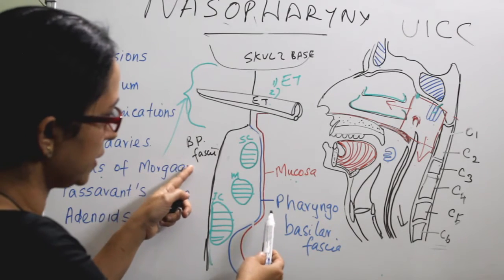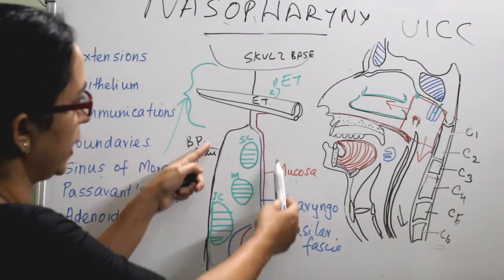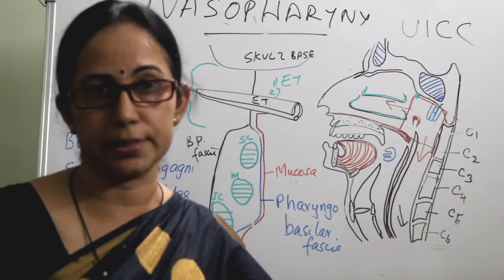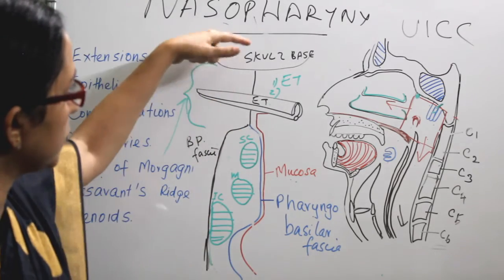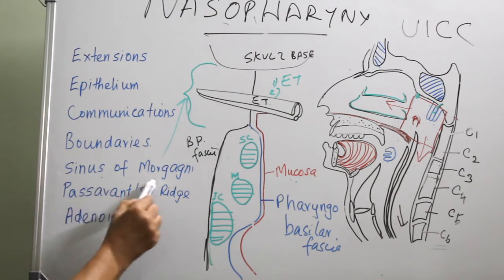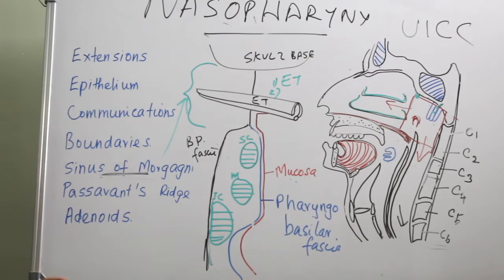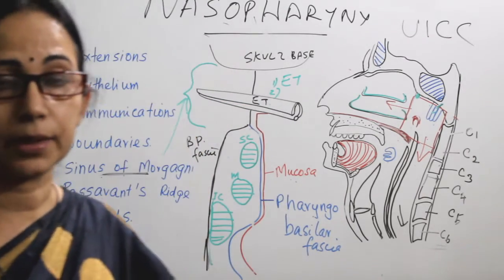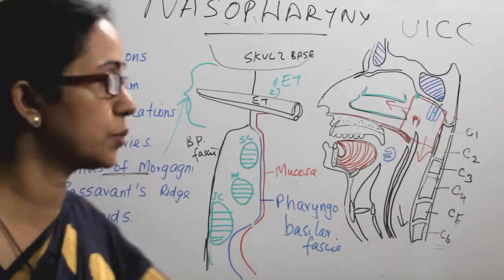This buccopharyngeal fascia unites with the pharyngeal aponeurosis at the upper border of the superior constrictor. So there is a gap between the skull base and the superior constrictor, and that is called the sinus of Morgagni. So what are the structures passing through the sinus of Morgagni? It is important, it can be asked in MCQs also.